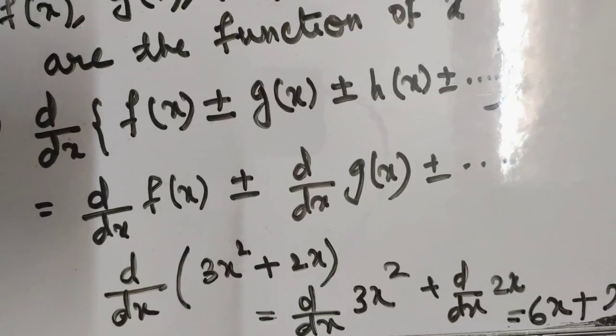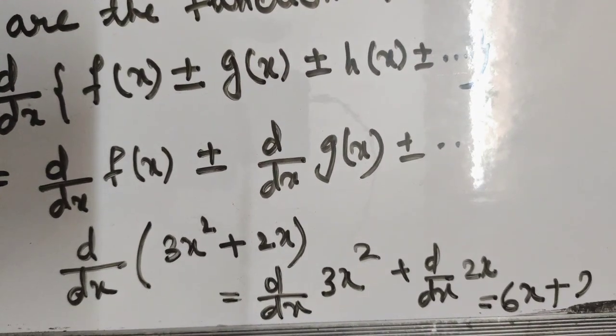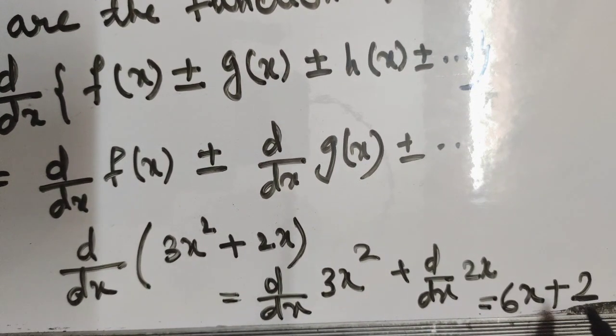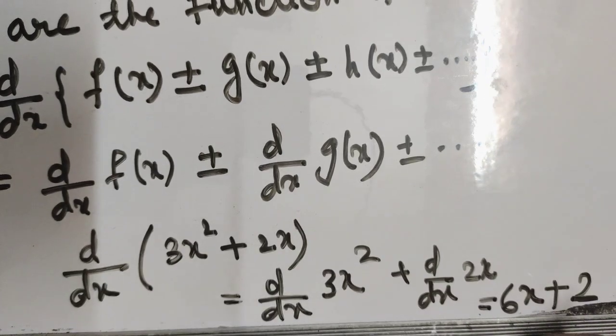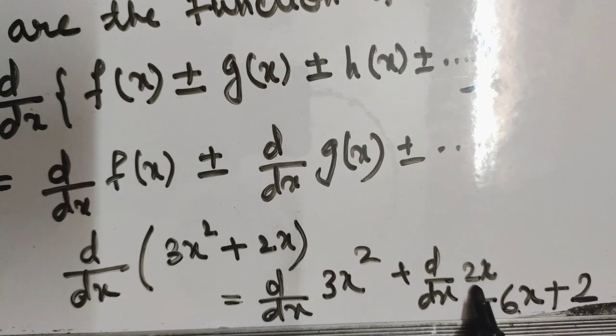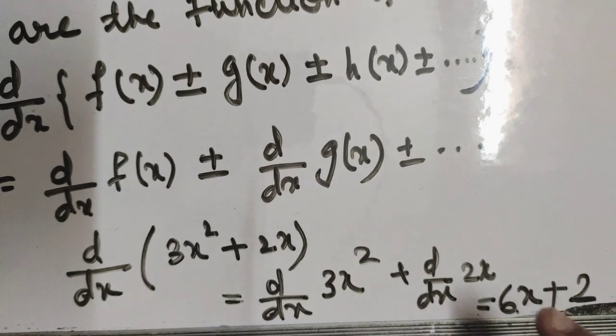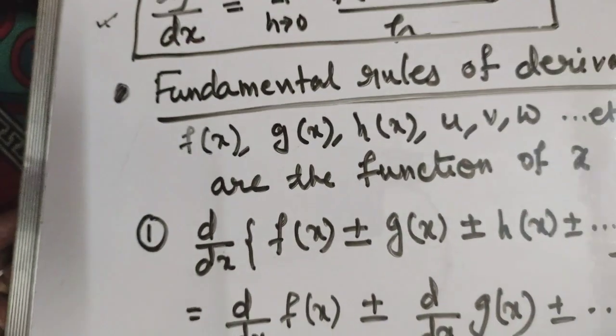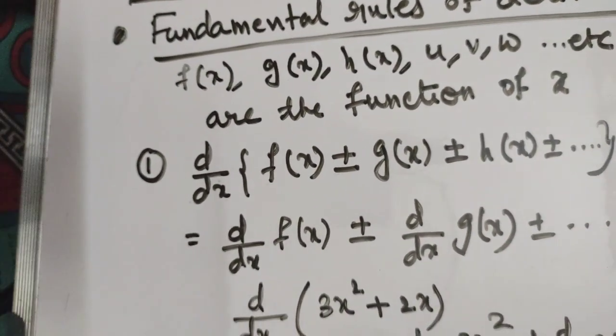And now when I teach you the standard rule of derivative, you will easily understand why I am writing 6x here and why I am writing 2, right? So till now you can say that this is the rule.